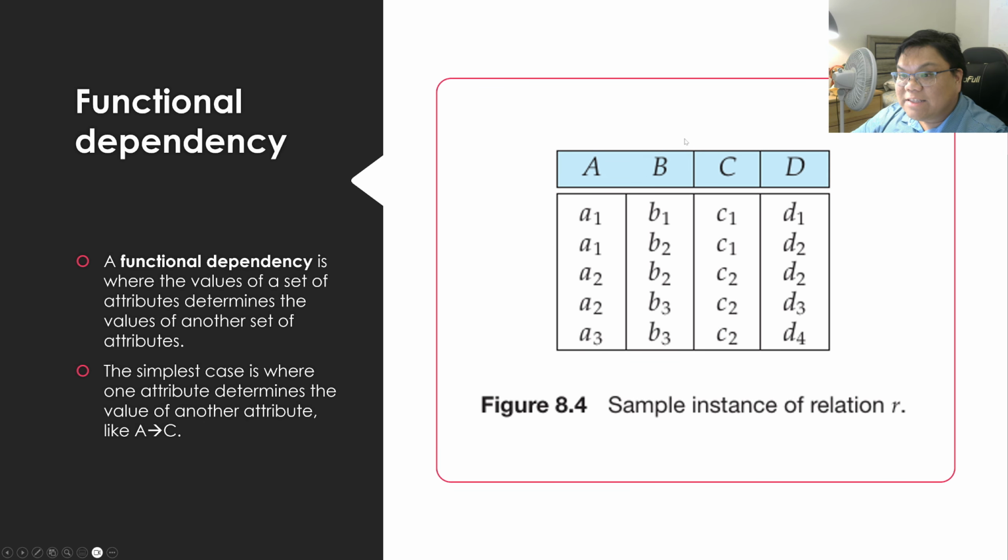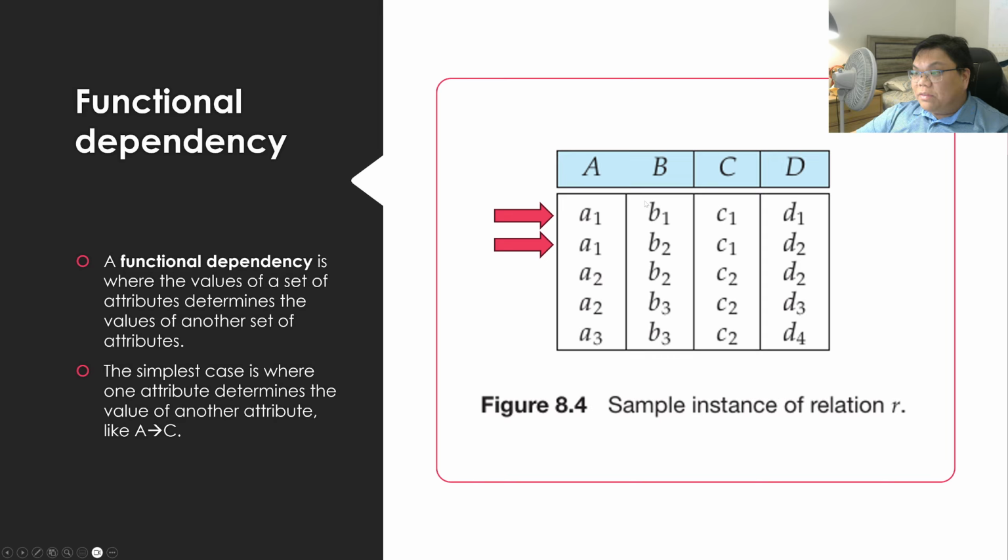The next thing is a functional dependency. We say that an attribute determines another attribute if, for each value of the attribute, it determines one and only one value. So if we have A determines C, any value for A determines exactly one value for C.